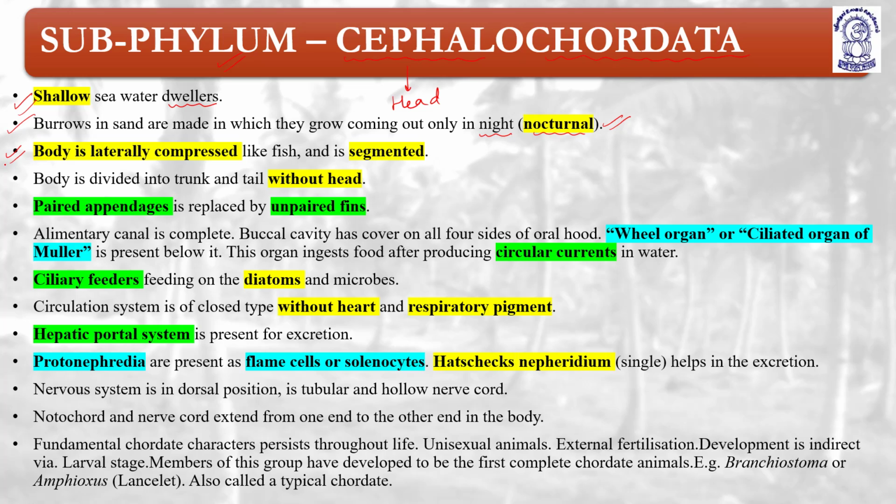Now coming back to cephalochordates, the body is laterally compressed to withstand the underwater pressure, and it is segmented. The body is divided into trunk and tail without head. That's why I have mentioned cephalo. No head.